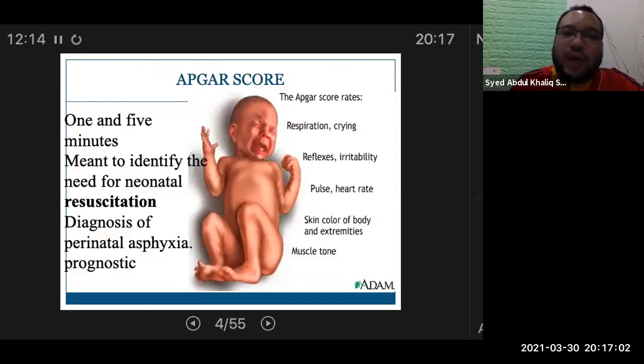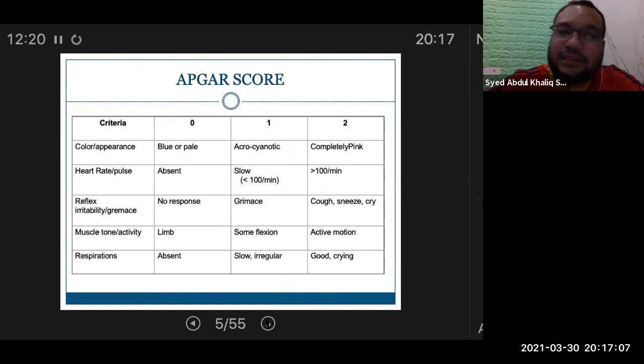What is the Apgar? The Apgar is an assessment where we assess at 0 minutes, at 1 minute, at 5 minutes, and at 10, 15 minutes. So what is the scoring? It has color, heart rate or pulse, reflex or grimace, muscle tone and respiration. Each is scored 0, 1 or 2. So like this, if the color is blue, the score is 0. A normal, good Apgar score is 10.